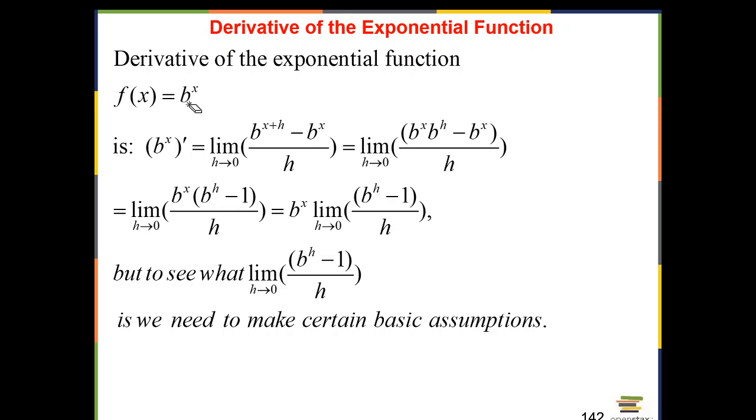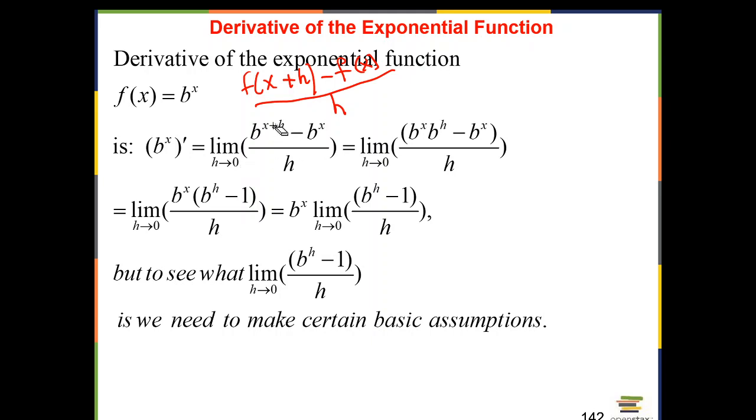B is any positive number except 0 and 1, right? So, what's the derivative of any function? Well, the derivative of any function is going to be f of x plus h minus f of x, divided by h, right? So we apply this to this function. So it would be b to x plus h minus b to x over h, when h approaches 0.